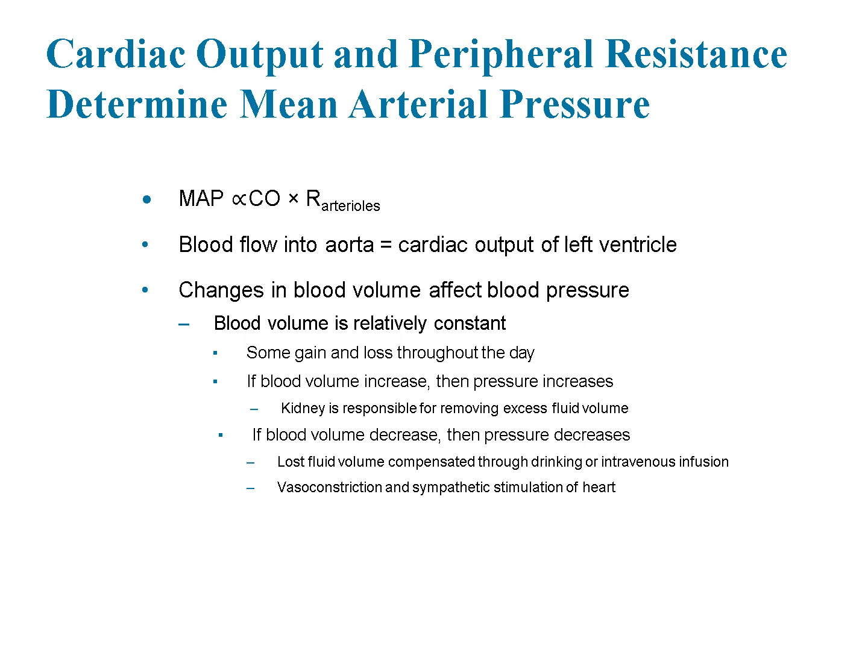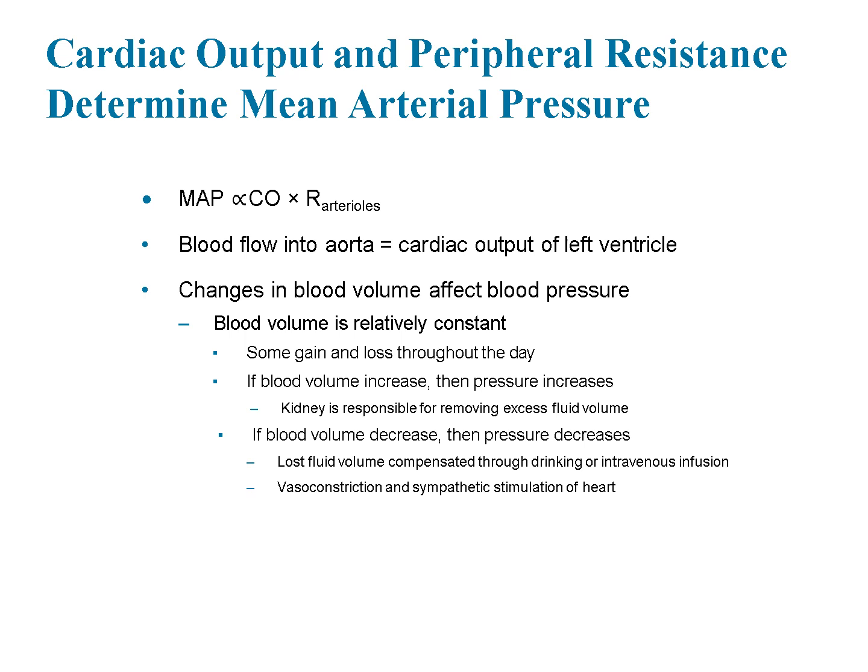This flow of blood into the arterial system plays a crucial role in maintaining adequate circulation throughout the body. Changes in blood volume also have a direct impact on blood pressure. Under normal conditions, blood volume remains relatively stable, with minor fluctuations occurring throughout the day. If blood volume increases, blood pressure also rises. The kidneys help regulate this balance by removing excess fluid through urine production. Conversely, when blood volume decreases, blood pressure drops.